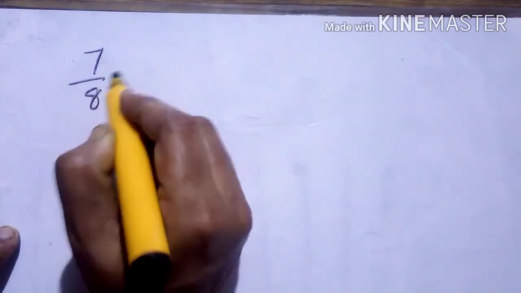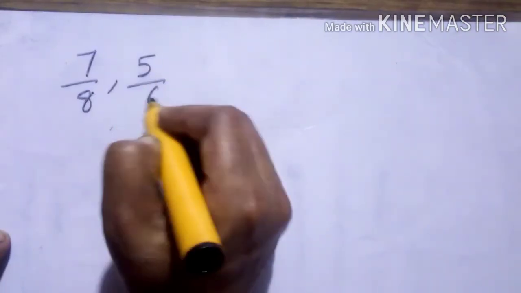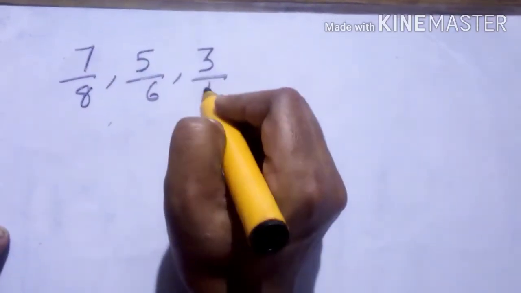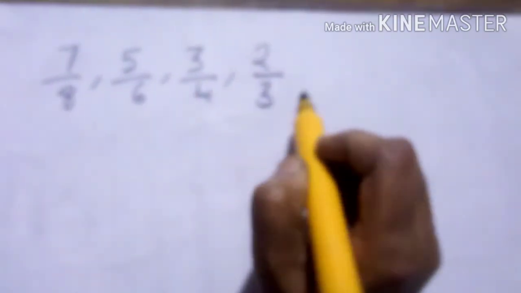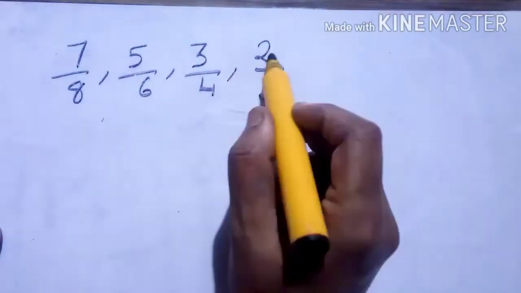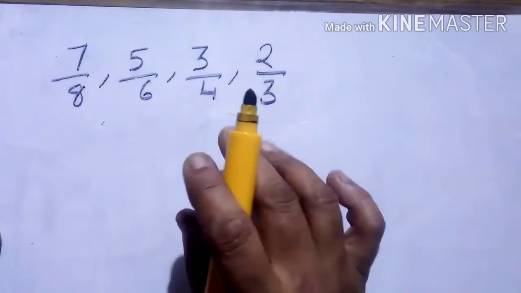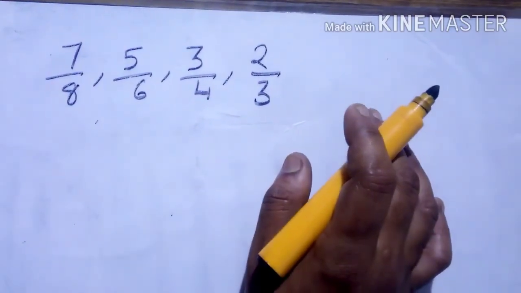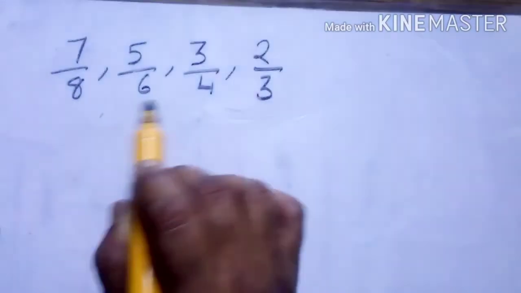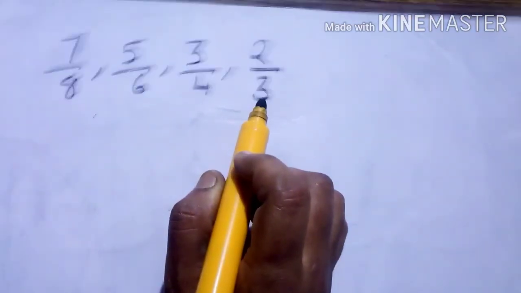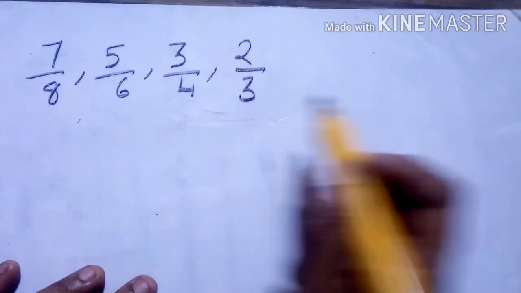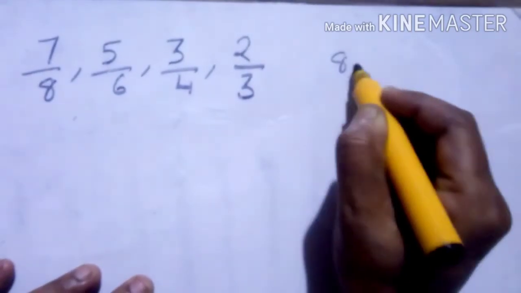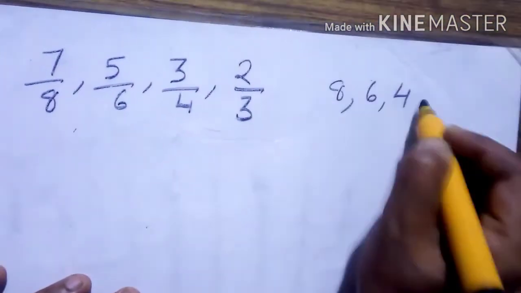7 by 8, 5 by 6, 3 by 4, 2 by 3. This we have to write in ascending order. Here the numerators and the denominators are all different. So now what you have to do is find the LCM of the denominators. So see here, LCM of 8, 6, 4, 3.